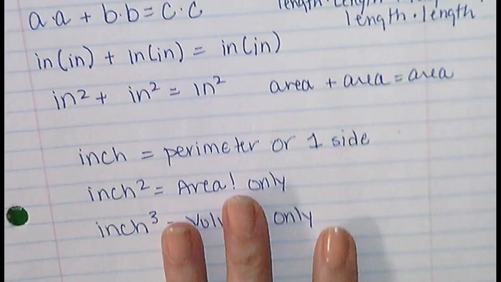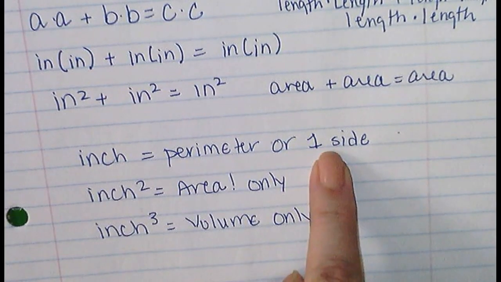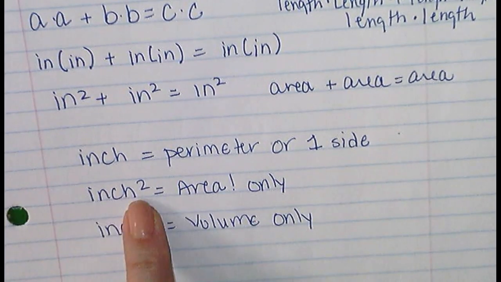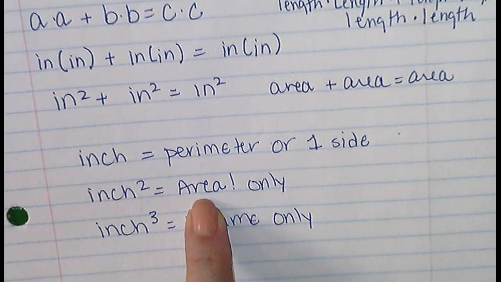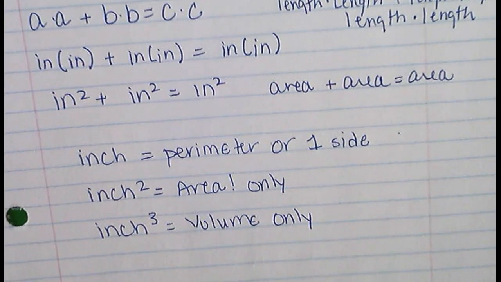Look down here real quick. Here's another short version. If you see inches, it could be a perimeter or it could be the length of one side. If you see inches squared, that's an area thing, and that's area only. It could be total surface area, lateral surface area, but it is area. Inches to the third, that's volume. There's only one, it's volume.